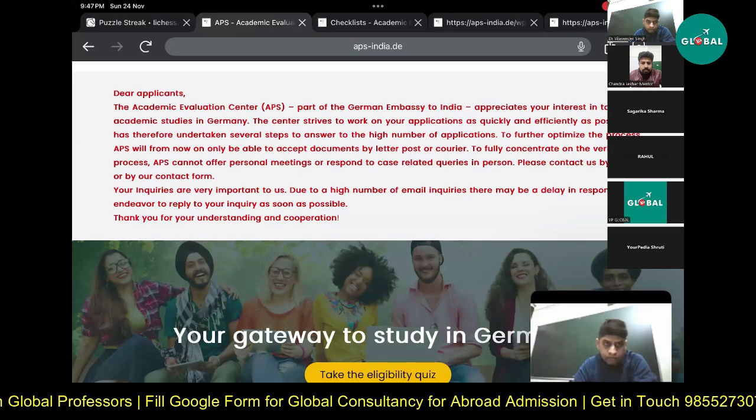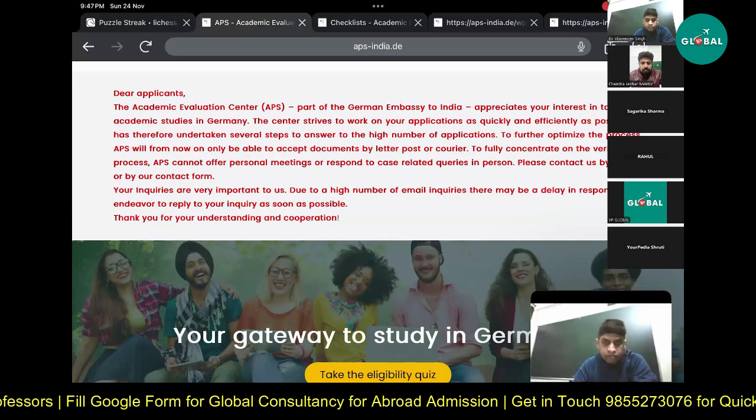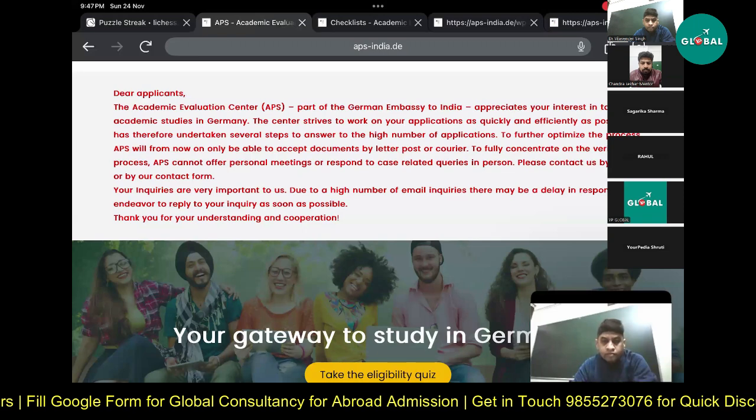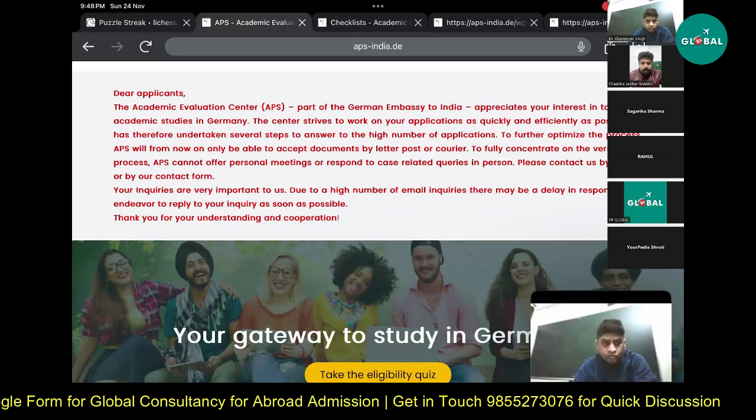So my suggestion is, if you want to apply for Germany, do your APS process maybe 2 to 3 months before applying, so that you have sufficient time to acquire the APS certificate.